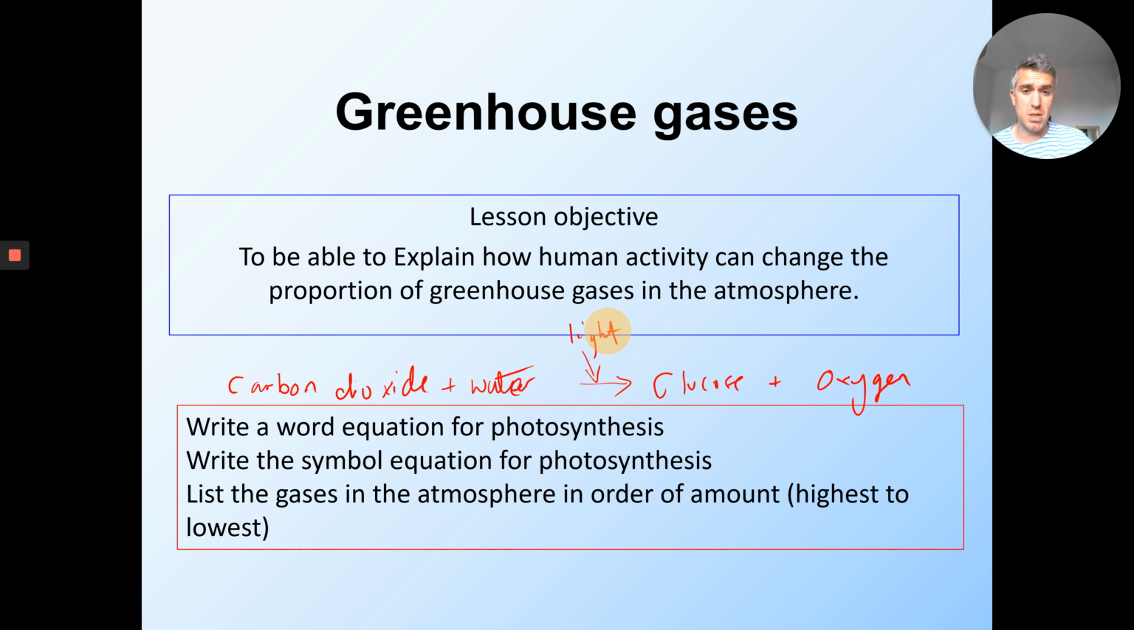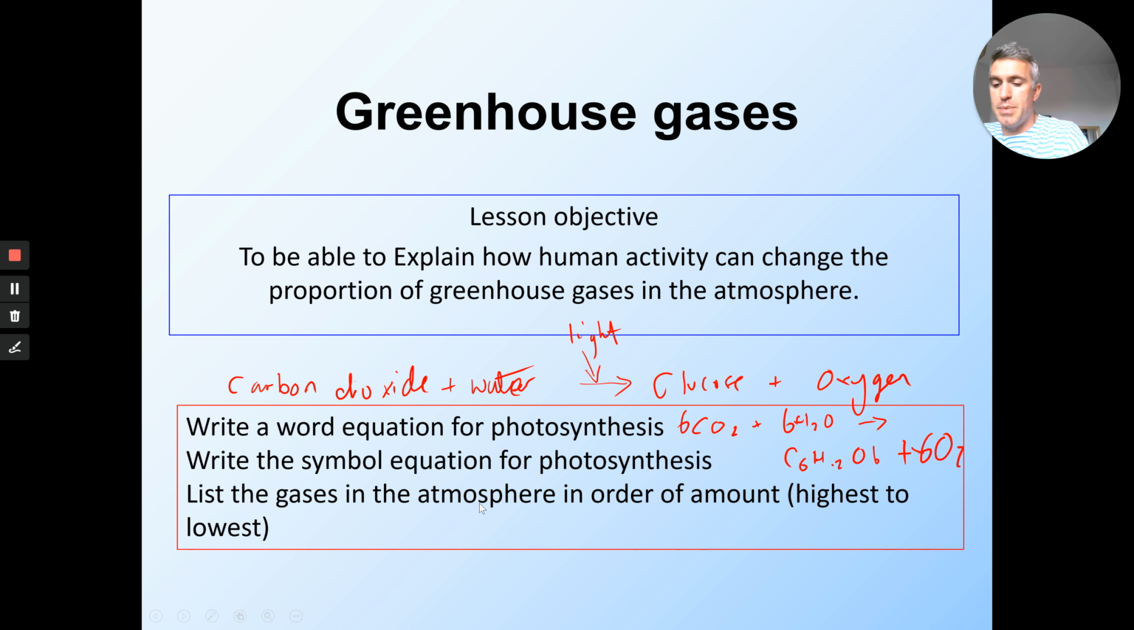What is the symbol equation for photosynthesis? So we need CO2 plus H2O, arrow, C6H12O6 plus O2. If you wanted to balance it, you should add a 6, and a 6.